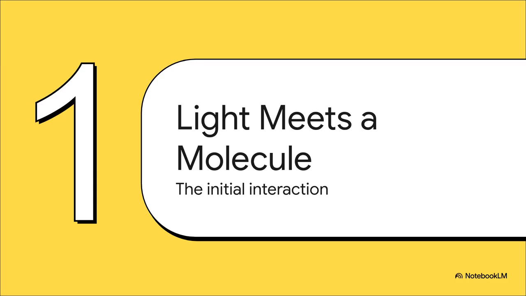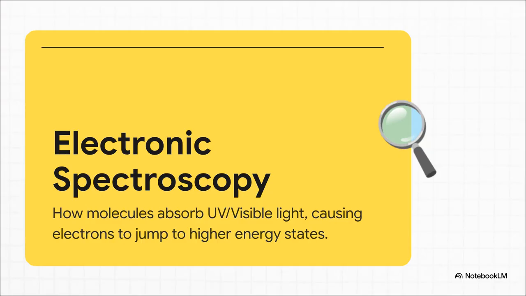Part 1. What is actually happening at that initial moment of contact when a single photon of light smacks into a molecule? So this whole field is called electronic spectroscopy. And at its heart, it's all about what happens when a molecule absorbs a photon of UV or visible light. But here's the thing, it can't be just any photon. It has to have the exact right amount of energy. If it's a perfect match, the molecule soaks up that energy and uses it to kick one of its electrons up to a higher energy level.